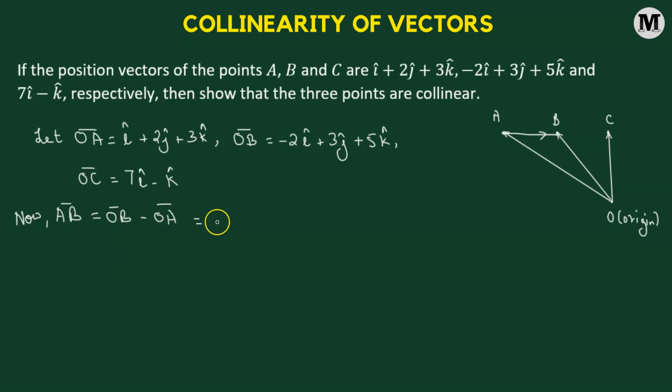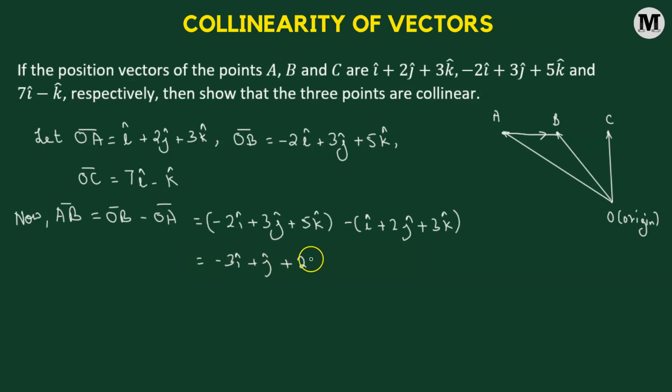Now we have OB vector given by negative 2i cap plus 3j cap plus 5k cap. And from here we're going to subtract OA vector. So that's i cap plus 2j cap plus 3k cap. So this is going to be equal to negative 3i cap plus j cap plus 2k cap. So here we have the vector AB. We're going to label this as number 1.